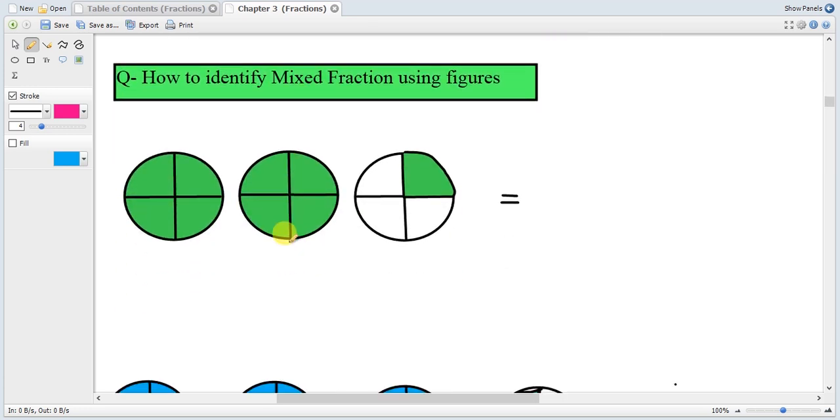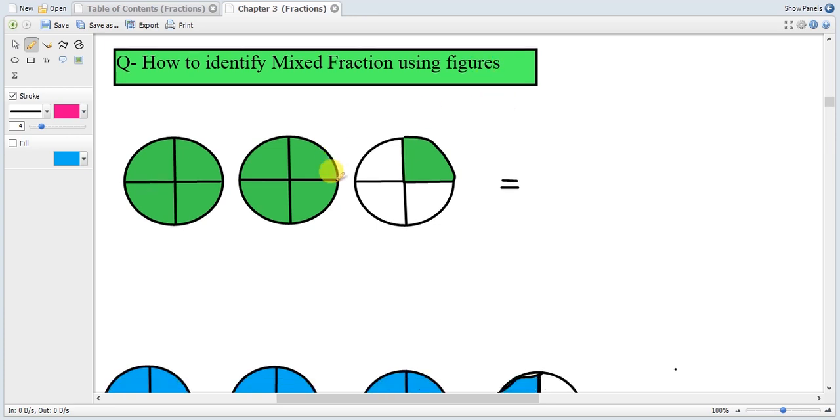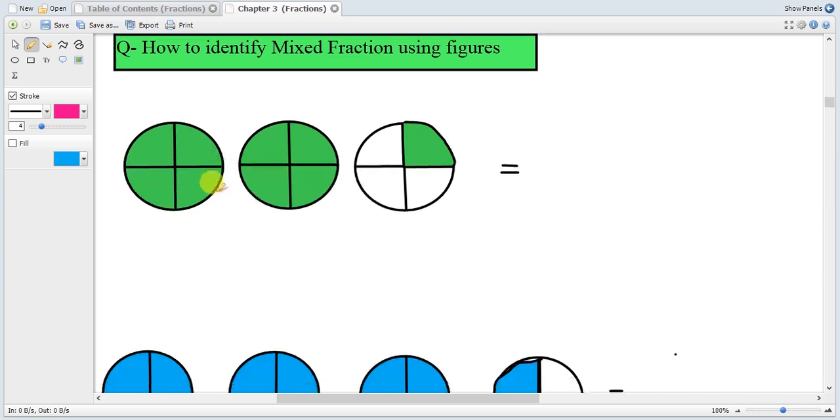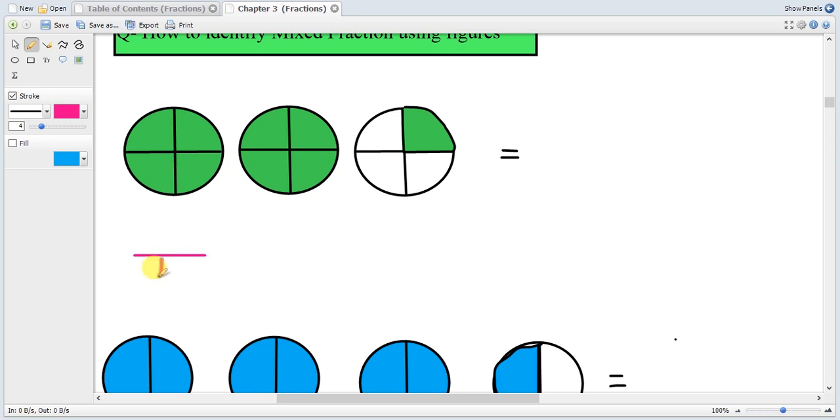Okay, moving on to the next question, how to identify a mixed fraction using figures. Now how are we going to solve it when we have questions in the form of a diagram? Keep in mind the concept of part of a whole, right? This is one circle that has been divided into 4 equal parts. So the total number of slices is 4, and how many of them are colored? All of them are colored green, right? So this gives you 4 over 4.